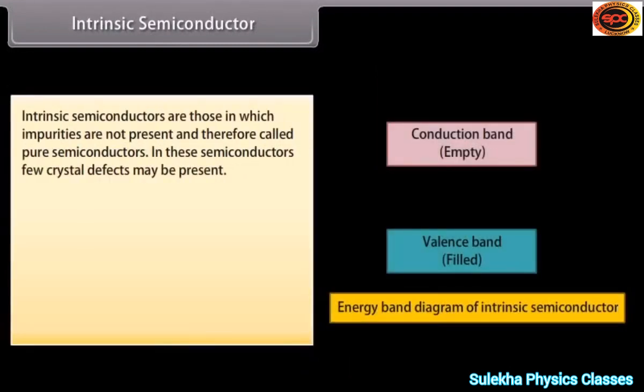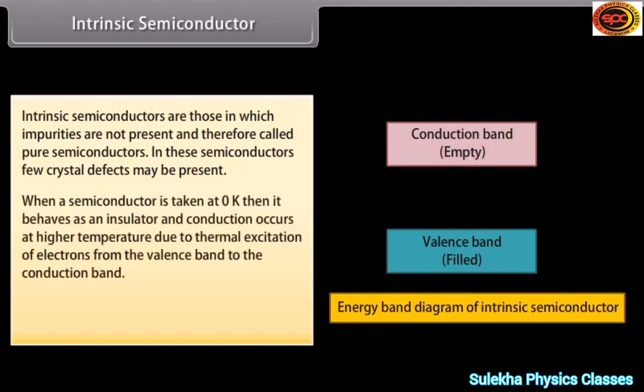Intrinsic semiconductor. Intrinsic semiconductors are those in which impurities are not present and therefore called pure semiconductors. In these semiconductors, a few crystal defects may be present. When a semiconductor is taken at 0 Kelvin, it behaves as an insulator and conduction occurs at higher temperature due to thermal excitation of electrons from the valence band to the conduction band. For example, germanium and silicon.